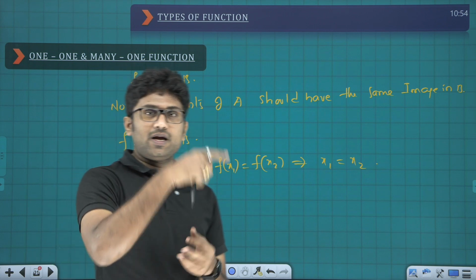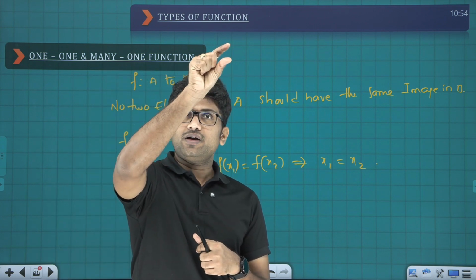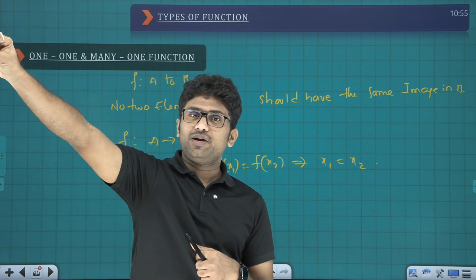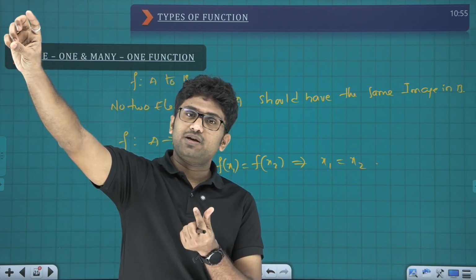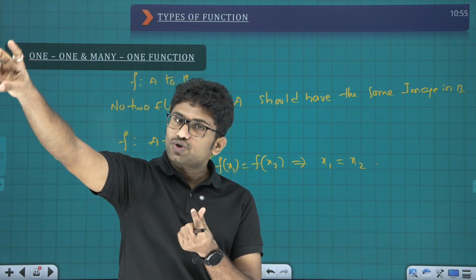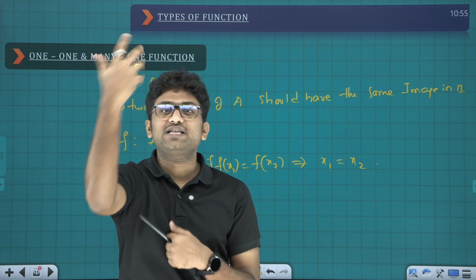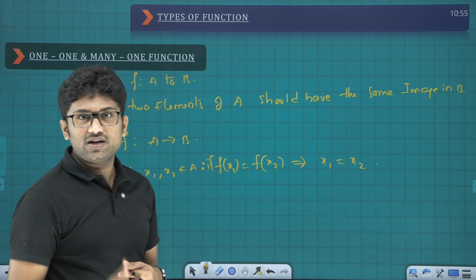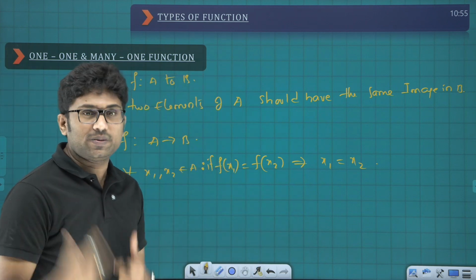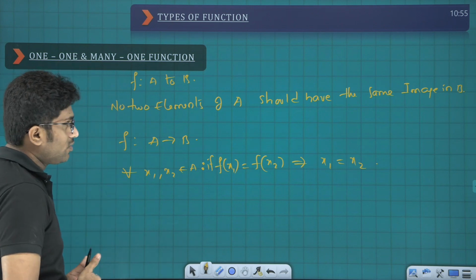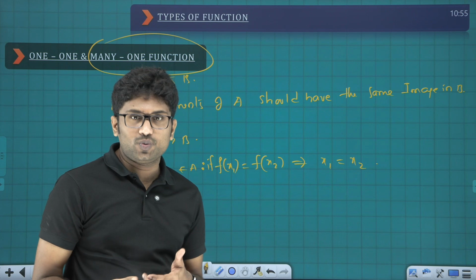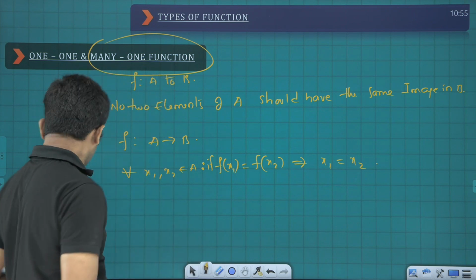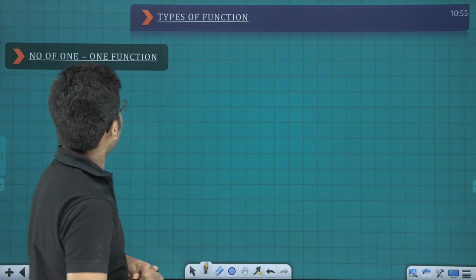If an input element a has an image x, and an element b also has the same image x, this should be 1, 1, which means a and b should be the same element. A should be equal to b. Then only we say it is 1, 1 function. Now many to 1 means if a function is not 1, 1, then it is many to 1. Clear?